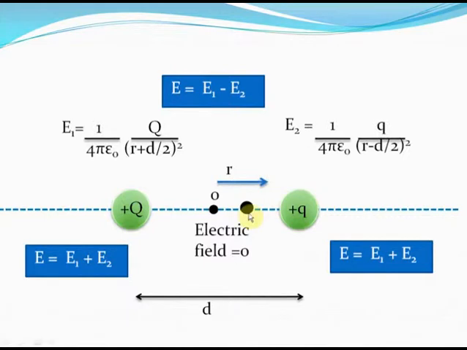But the electric field because of the small charge plus q will be directed towards the negative x direction, isn't it? So E1 minus E2 will be the field inside these two charges, and the field outside will have a magnitude E1 plus E2. It will of course be directed in opposite directions. So the field here will be directed towards the right in the positive x direction, and the field here will be directed towards the left in the negative x direction.